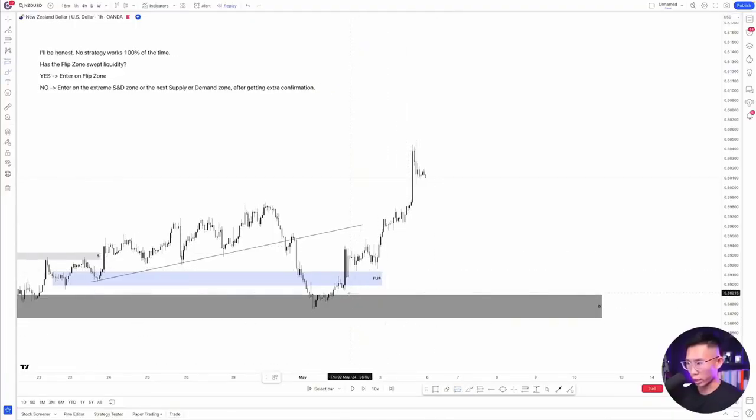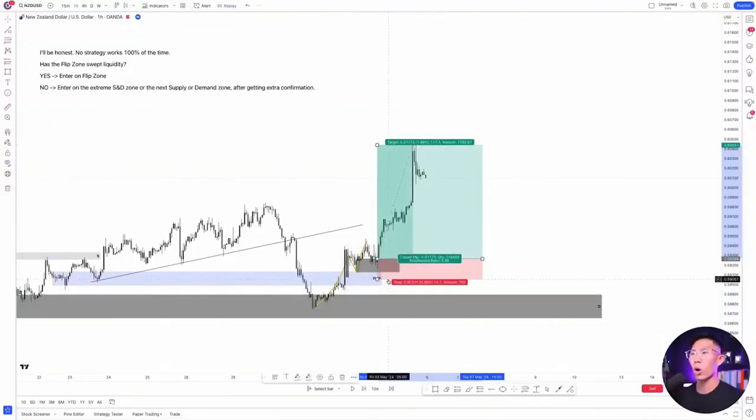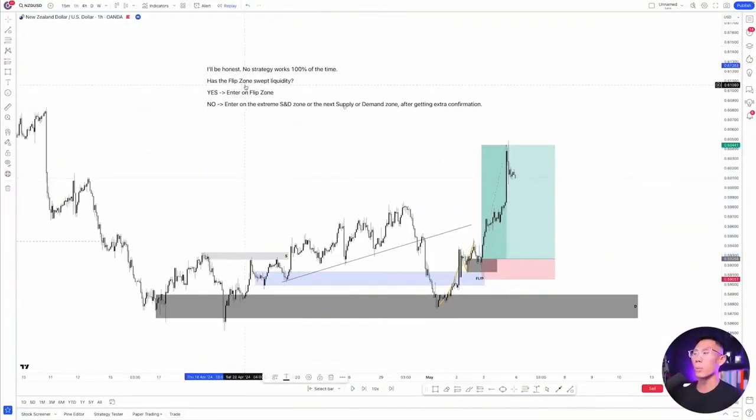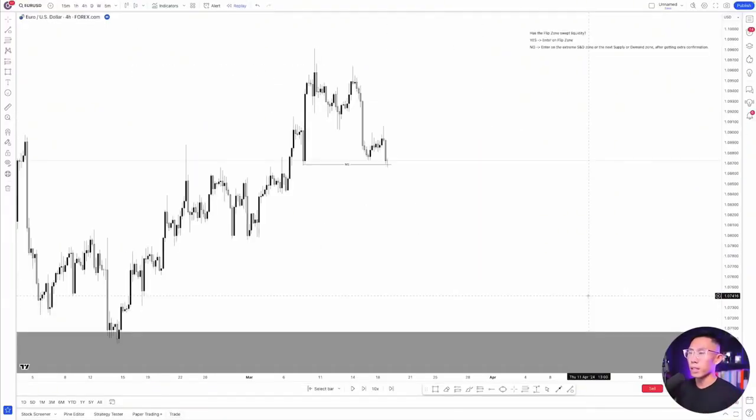You can see as price started retracing right here, you can draw another demand zone. And next time price taps into the demand zone, you can easily enter for another buy position and just continue this, so on and so forth. So that is what I mean when I say that if the flip zone has not swept liquidity whatsoever, then you want to enter on the extreme supply or demand zone or the next supply and demand zone after getting the extra confirmation, which only comes in the form of signs that tell you that smart money has entered into the market.